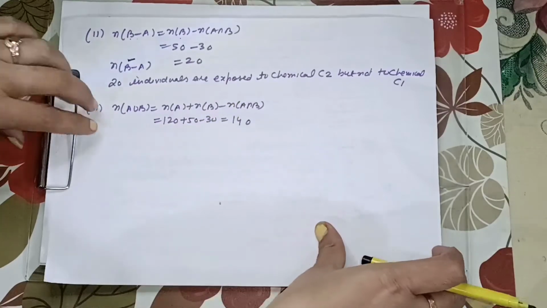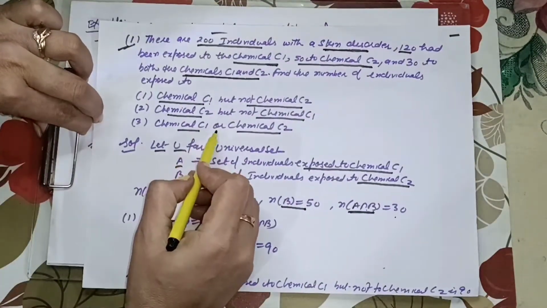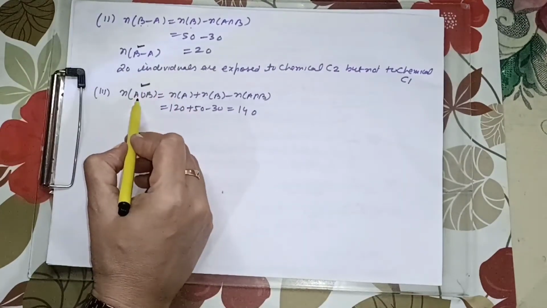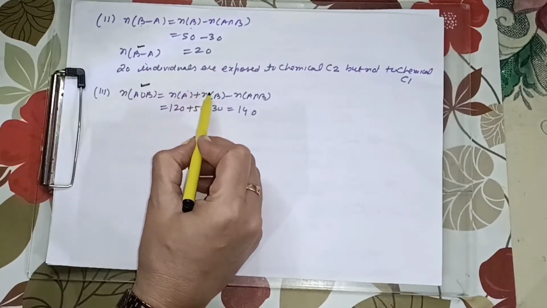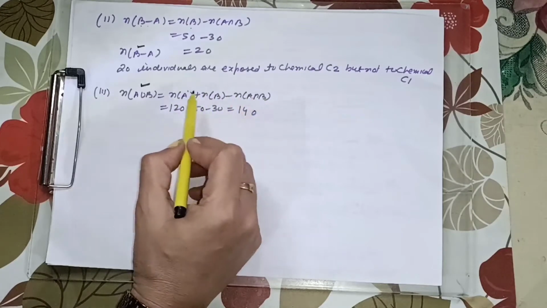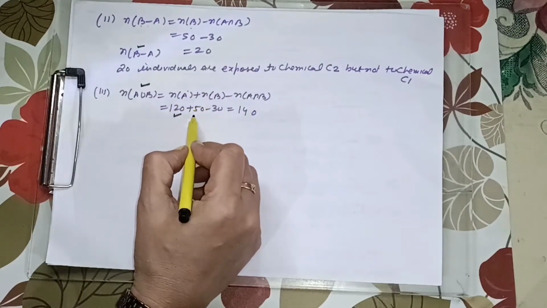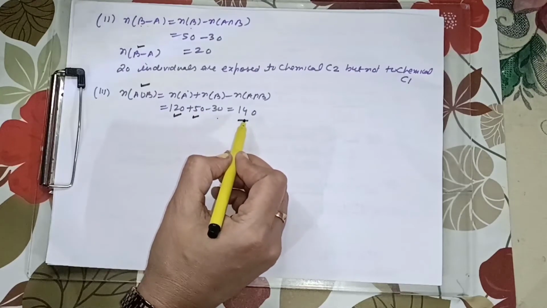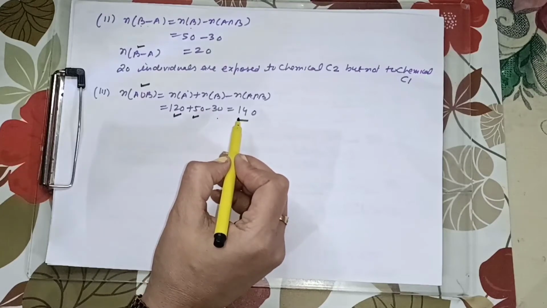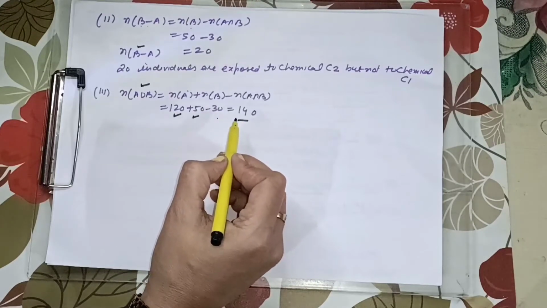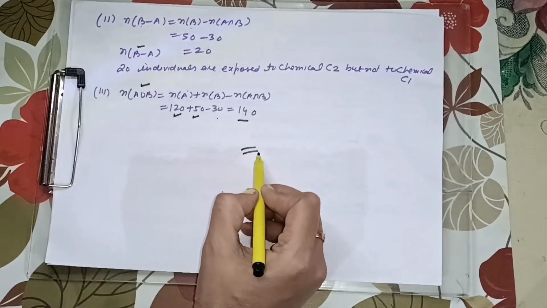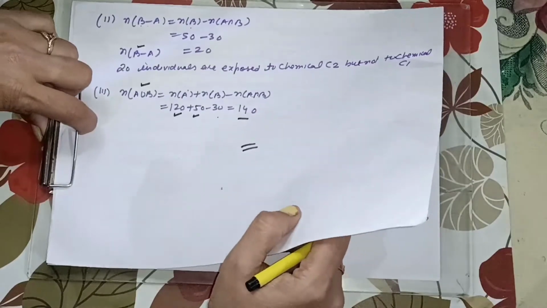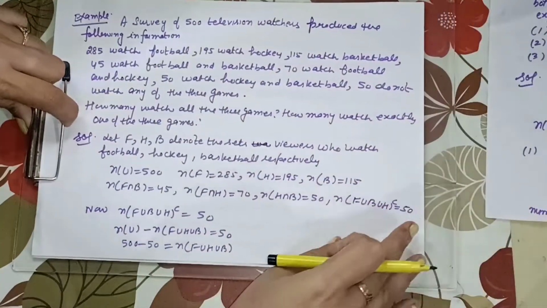Now the third part is chemical C1 or chemical C2. So "or" means we have to find the union. n(A union B) is equal to n(A) plus n(B) minus n(A intersection B). n(A) is already given, 120, plus 50 minus 30. So we are getting 140 individuals who are exposed to chemical C1 or C2. So this is the question of how individuals are exposed to one thing and not to the other thing. This is the one illustration.